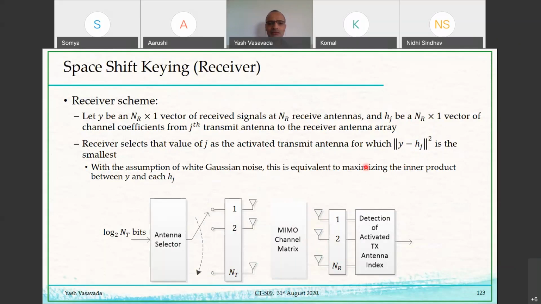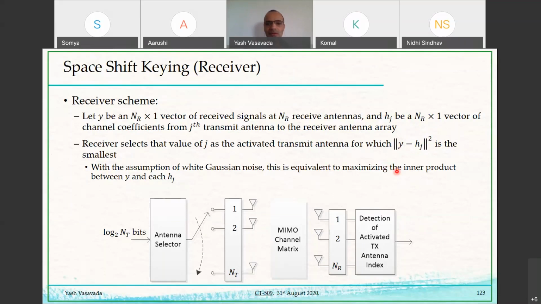And so now what the receiver does is it takes that antenna as the one most likely to have been transmitted, for which the measurement that it obtains, this vector y, and this channel vector h of j, the difference between them in the squared norm sense is the smallest.